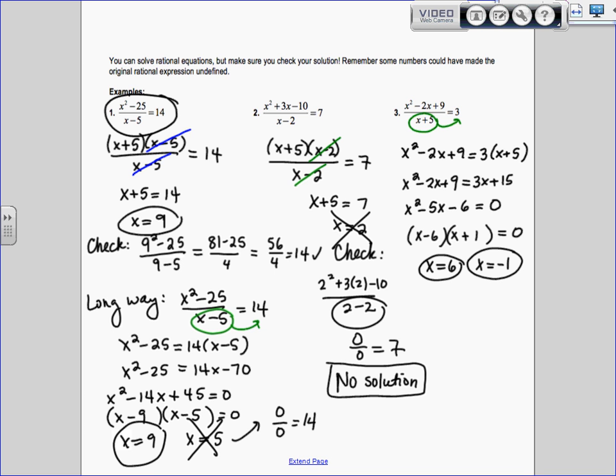And the nice thing about both of these is both of them do check. Okay, so there's not one that's going to give you a no solution. Okay, does that make sense? How to do the long way? So always factor first, though, because you're saving yourself a ton of work if you do that. All right, so next step.